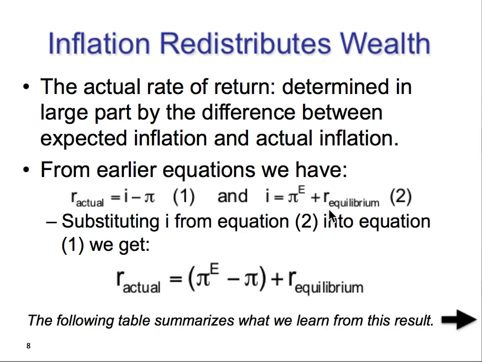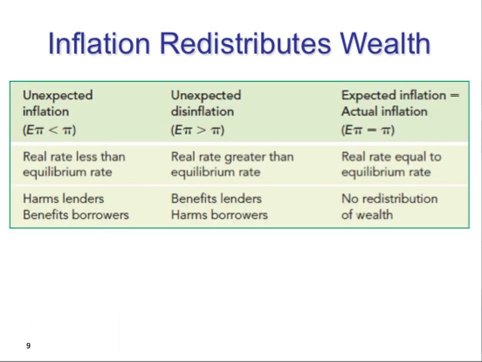When you substitute one into the other, you get that the actual rate of return equals the difference between the expected rate of inflation and the actual inflation rate, plus the equilibrium rate of interest, the real rate of interest. It's summarized in this table, which is a really important table to focus on.